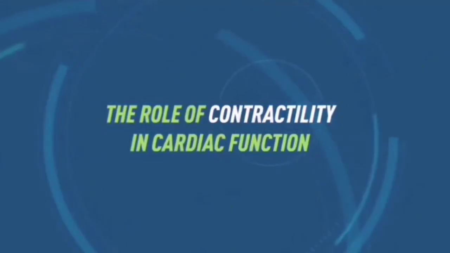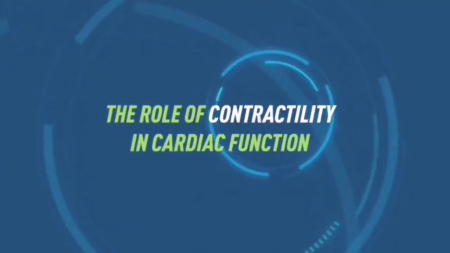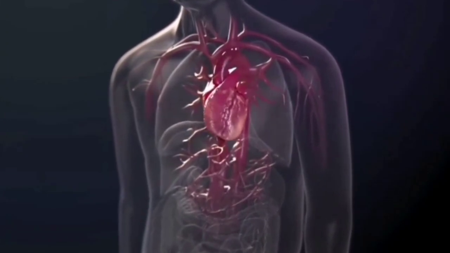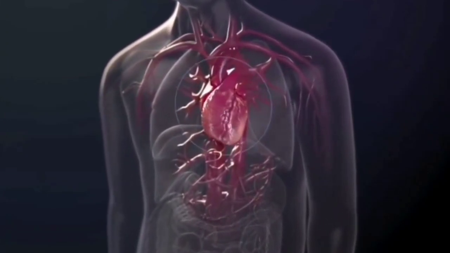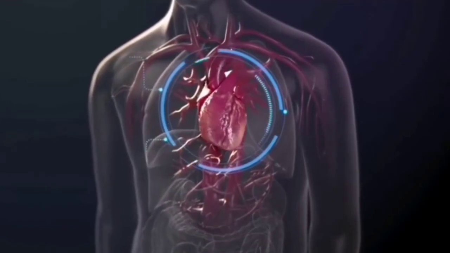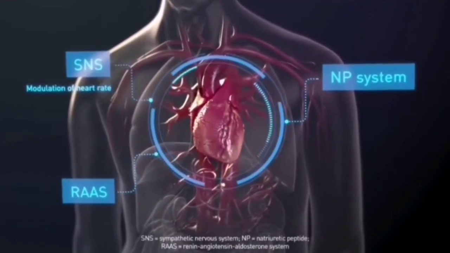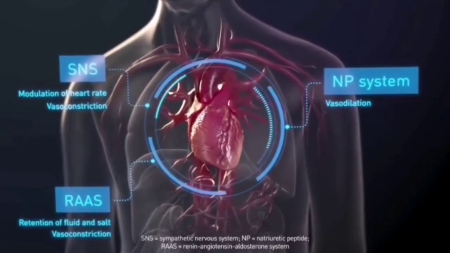The role of contractility in cardiac function. Cardiac output relies on the regular contraction and relaxation of cardiac muscle and is tightly controlled by a multitude of neurohormonal compensatory mechanisms that modulate heart rate and affect stroke volume.